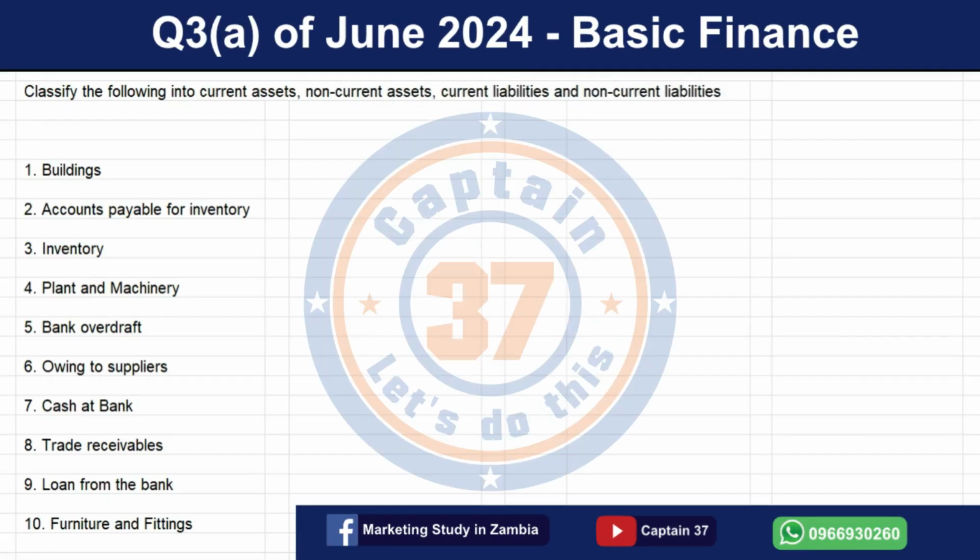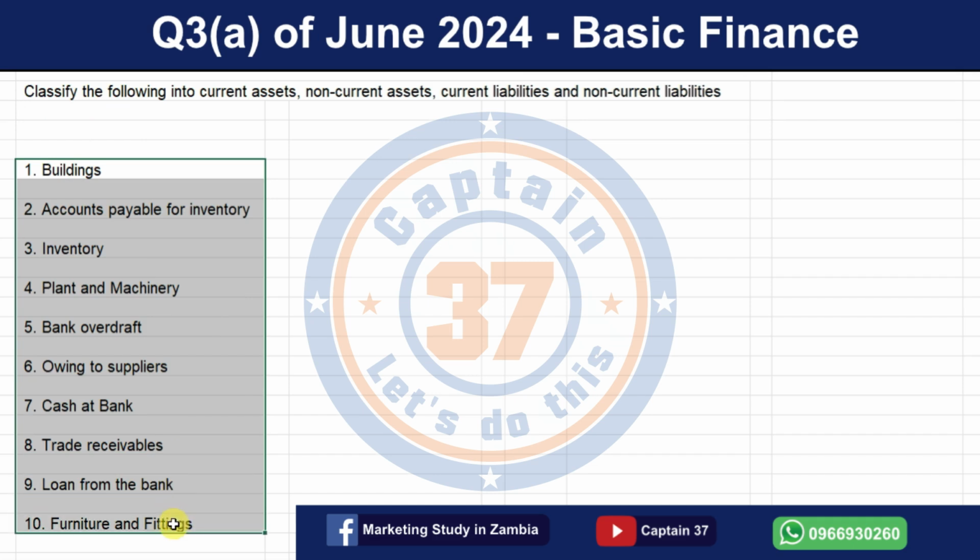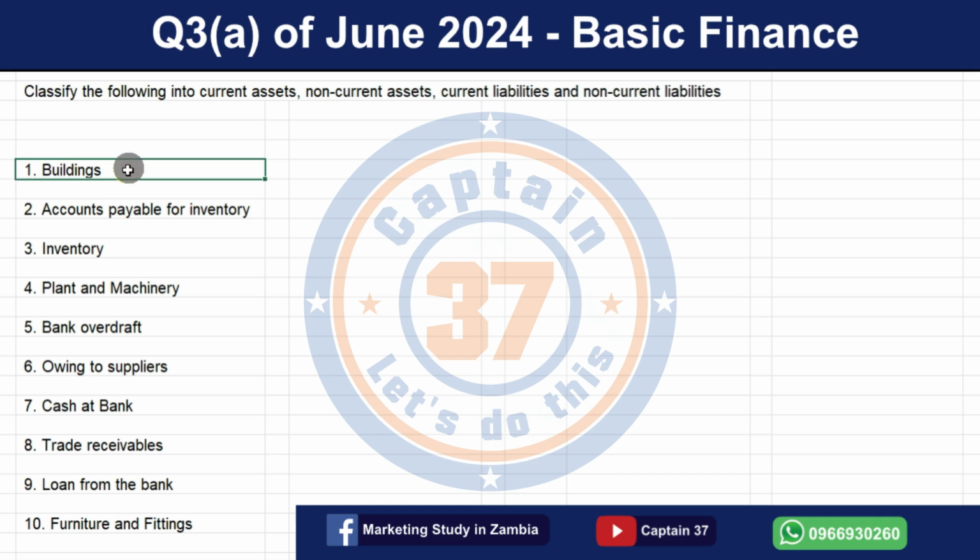This was question 3A in the June 2024 exam paper in the subject Basic Finance. Students were required to classify the following, and the following is these right over here, into current assets, non-current assets, current liabilities, and non-current liabilities. To classify means that you have to put them under one heading.